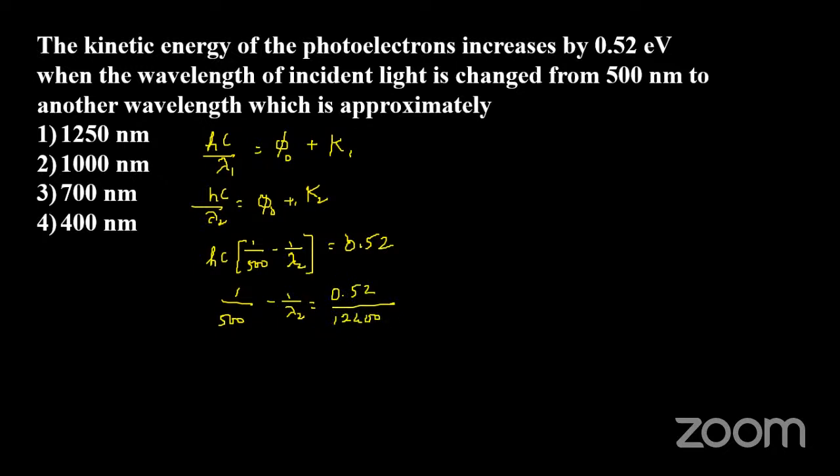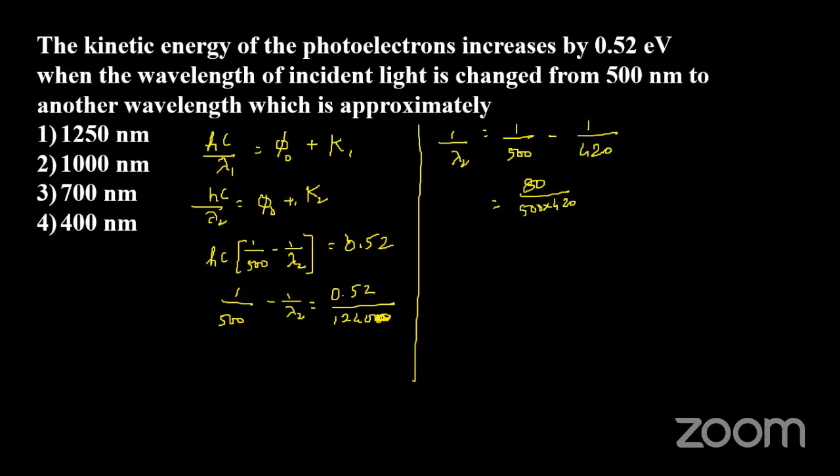12,400 electron volt angstrom. So I have 0.52 divided by 12,400, approximately 12,375. What value will this be approximately? 1 by lambda 2 equals 1 by 500 minus this. Taking it down, the nanometer is given here, and the angstrom is 10 power minus 10, so I remove the zero here, 1240. Then I invert it: 0.52 divided by 1240, what value will that be? It will be 420. So 1 divided by 420. I simplify this, so I have 80 divided by 500 into 420. So 420 divided by 80 will be approximately 5.25 into the value. You will get an approximate value, I'm saying, maybe around 700. Check the calculation once.